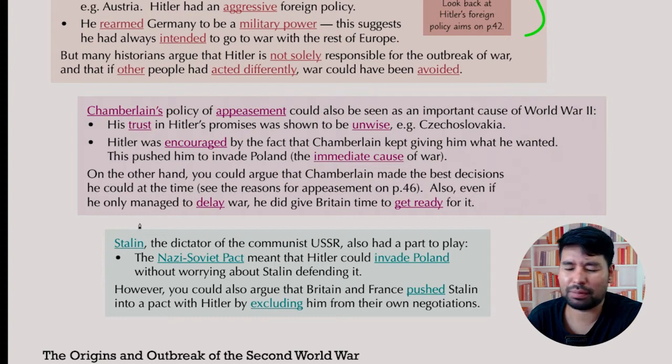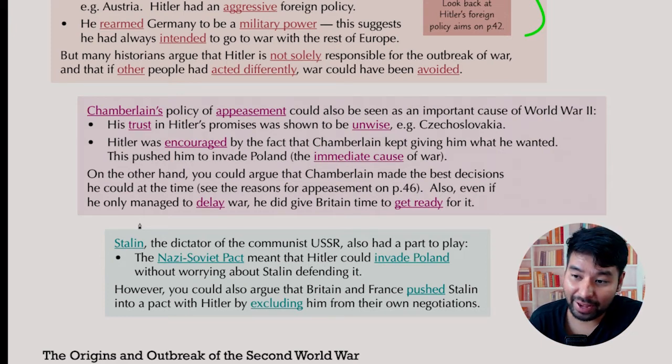Example, Czechoslovakia. As far as I remember, Hitler promised that he wouldn't do anything, but everybody knew that he would. Number two: Hitler was encouraged by the fact that Chamberlain kept giving him what he wanted, and this pushed him to invade Poland, the immediate cause of war. So we have some good reasons to believe that Chamberlain also had some guilt in this, right?